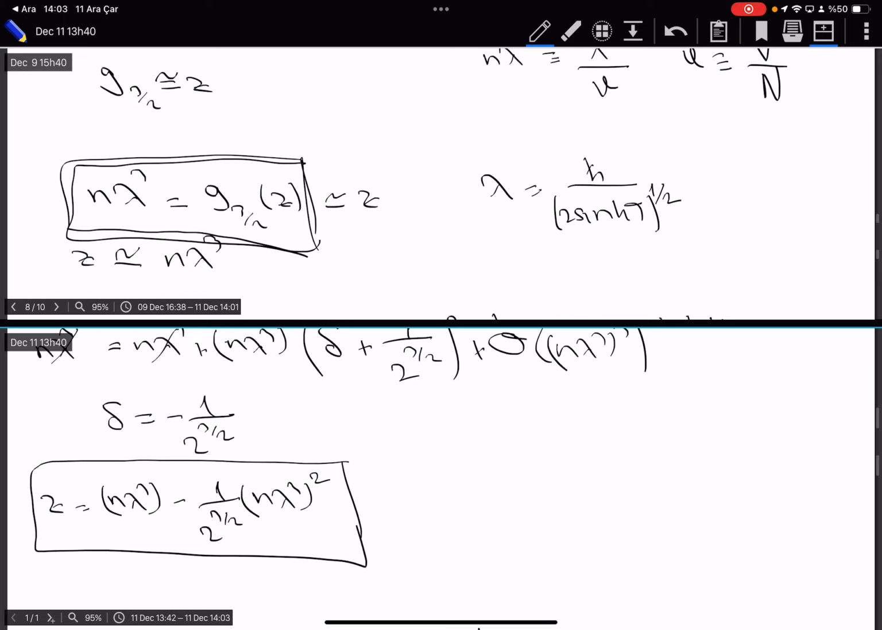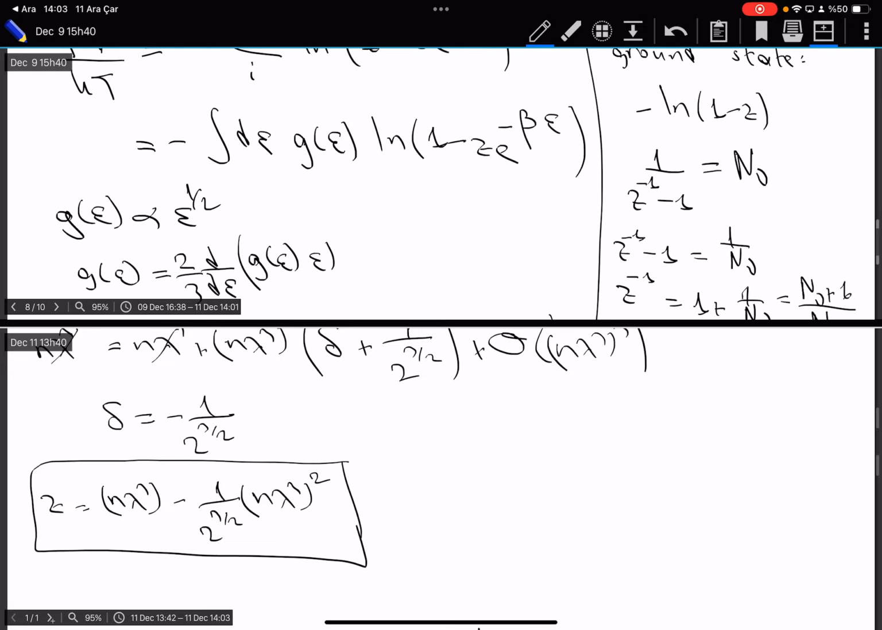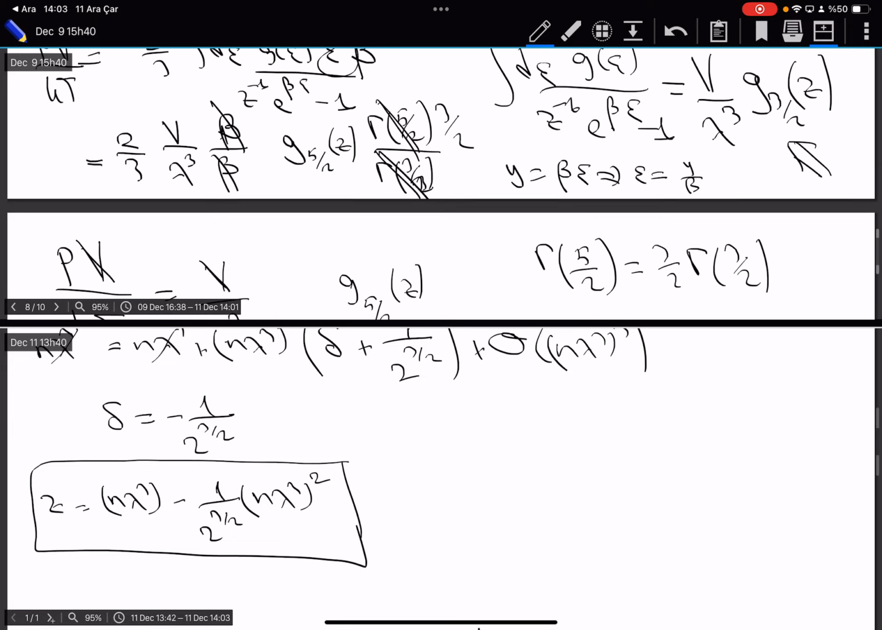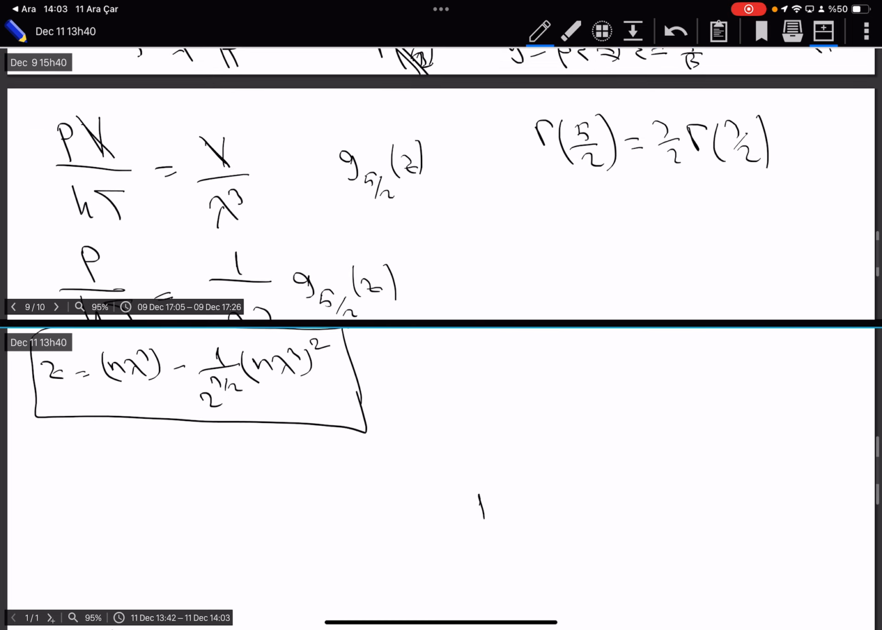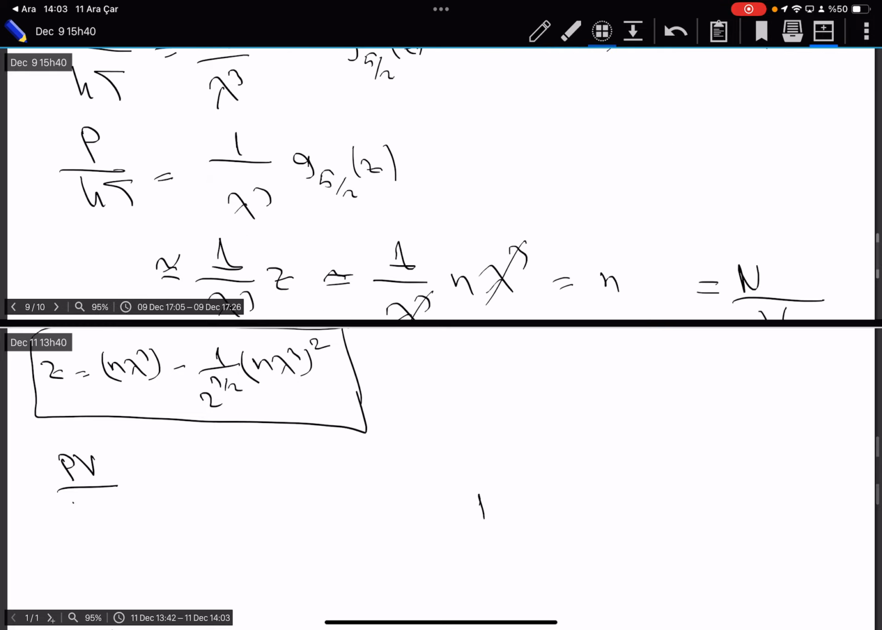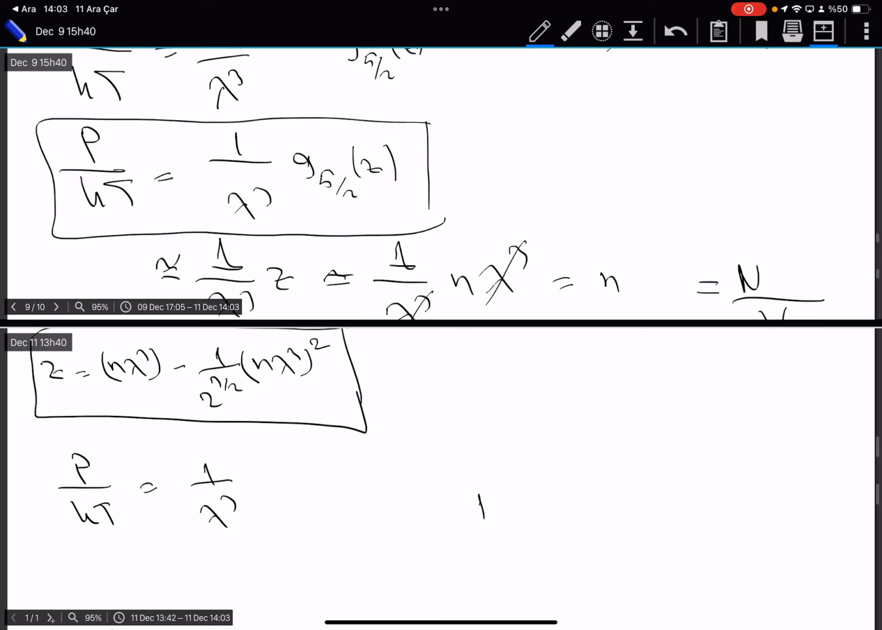Well, the rest is basically I have to put these in other expressions. You see here, I calculated what PV over KT is, or P over KT is 1 over lambda cubed. Well, you see this expression over here is valid at all temperatures, at all Z, as long as I have a non-interacting bosonic gas. That is how my pressure, temperature, and the other parameters are related.